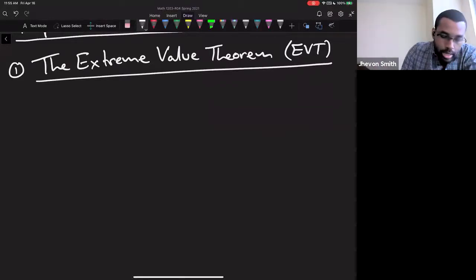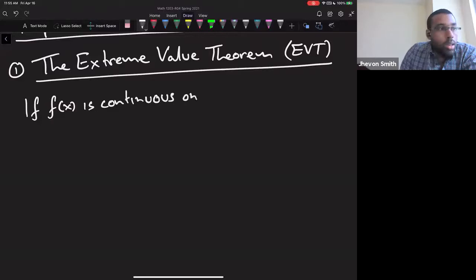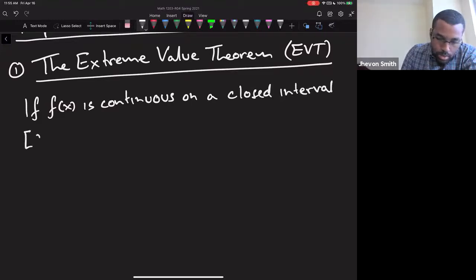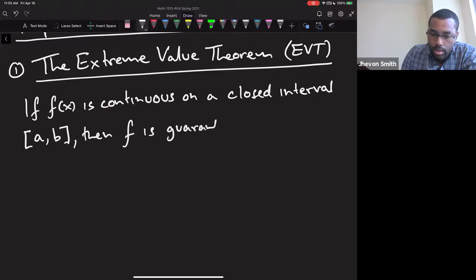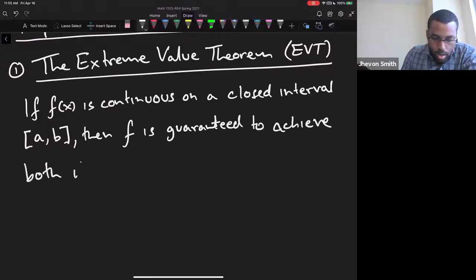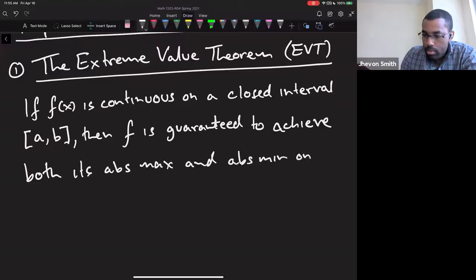It just is. And it says the following: if f of x is continuous on a closed interval [a, b], then f is guaranteed to achieve both its absolute max and absolute min on [a, b]. A continuous function on a closed interval must have global extrema. It's inescapable. There has to be a biggest guy and a smallest guy that can be identified at a specific x value.